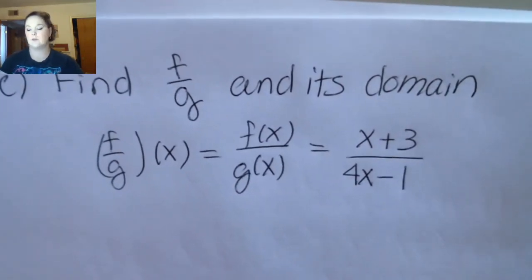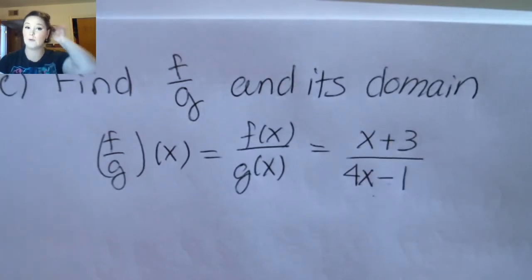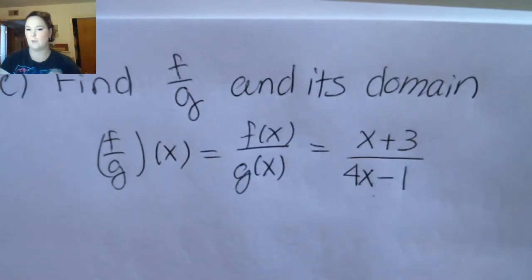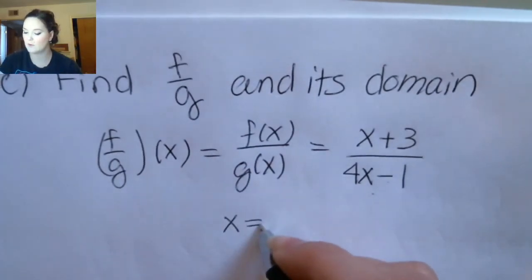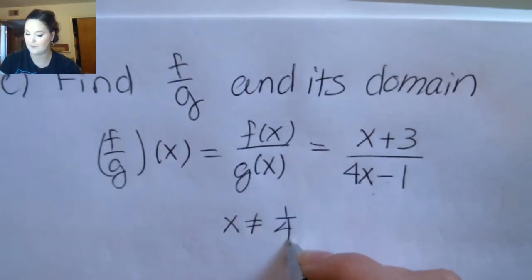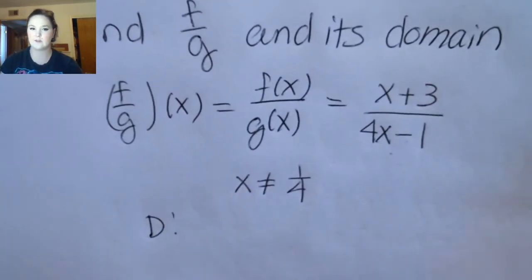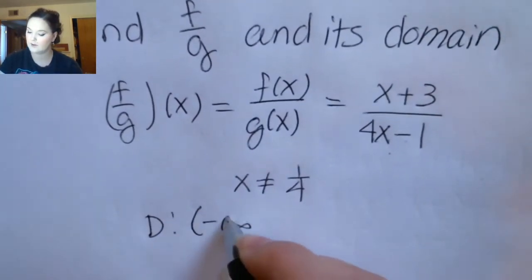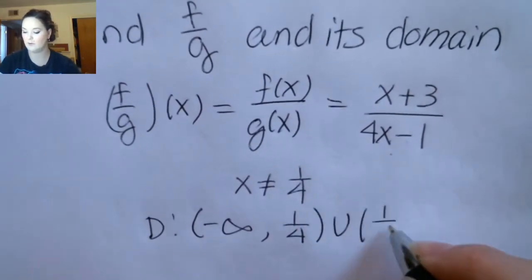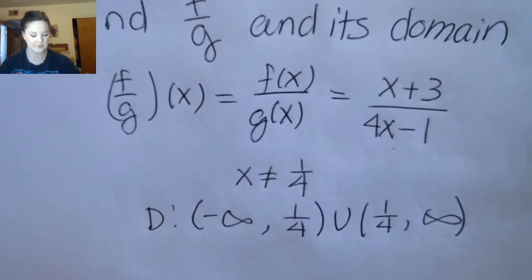Now, there's no restrictions coming from plugging into either one of these separately, and remember the domain for the fraction, you don't want to have 0 in the denominator. So what that means is you don't want x to be equal to 1/4, because that would make this 0 in the denominator. If you write this as an interval, it would be negative infinity to 1/4 union 1/4 to infinity. Okay. All right.